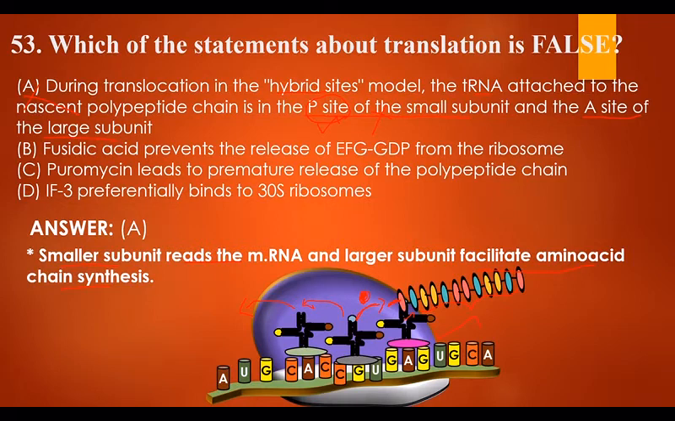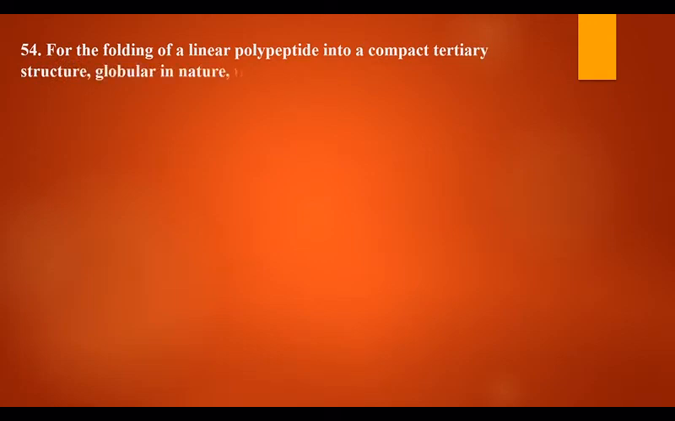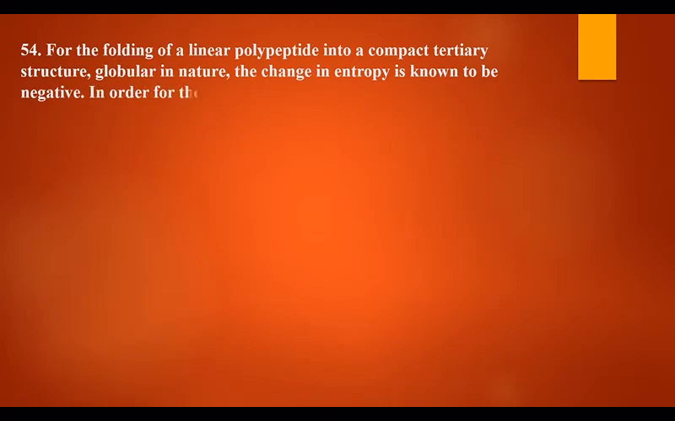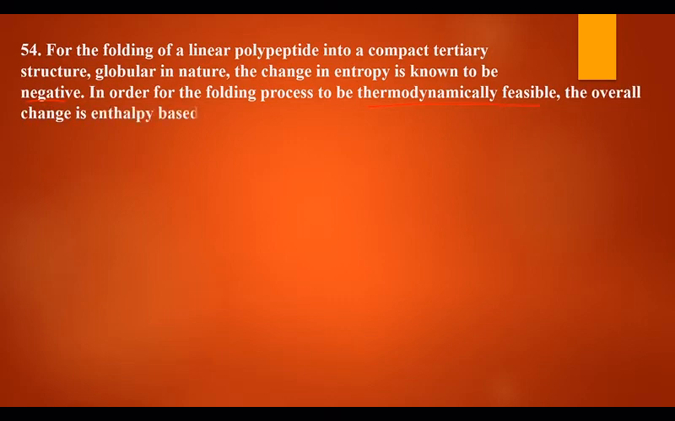So next question, for the folding of a linear polypeptide into a compact tertiary structure, that is globular in nature, the change in entropy is known to be negative. And in order for the folding process to be thermodynamically feasible, the overall change in enthalpy based on intermolecular interaction should be... So the options are given. The answer is option B, negative.